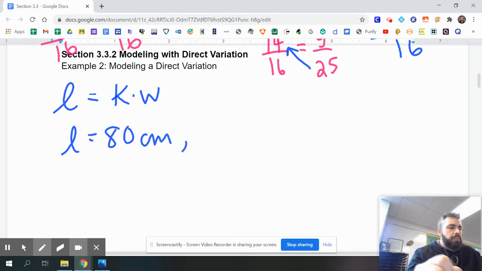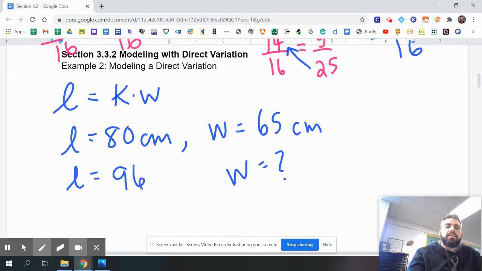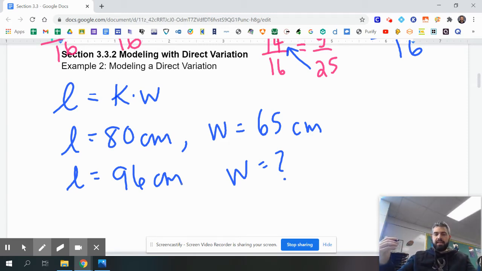Okay, and has a width of 65 centimeters, what would be the width of a 96 centimeter long kite? Okay, so we look here. We have three values. We're missing one of them. And so we can set it up. We actually have it set up right there. L is equal to K times W.